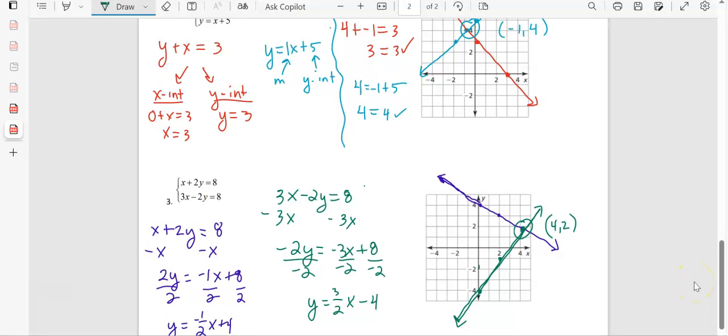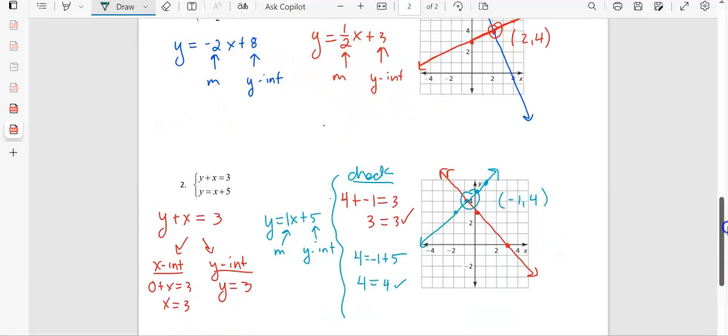There are some other methods though, and we can talk about the limitations of graphing when we talk about those other methods. So great job. When we get back into class, we are going to practice some solving systems by graphing.